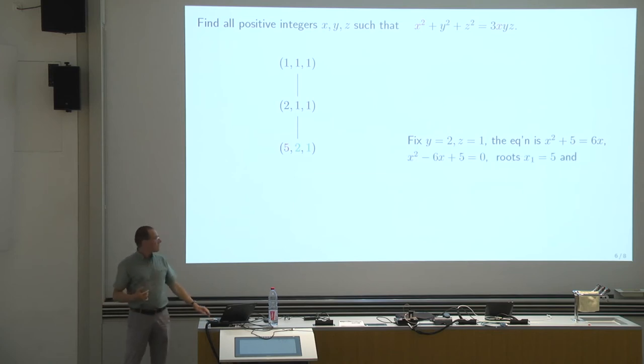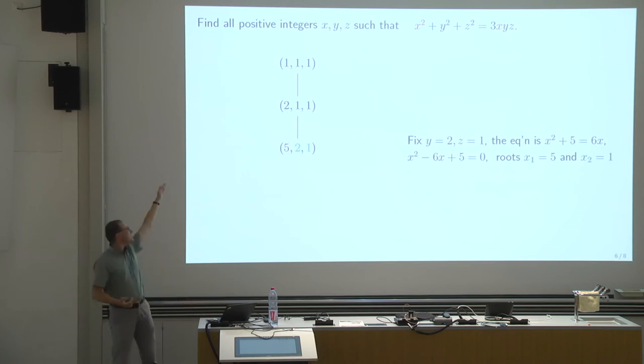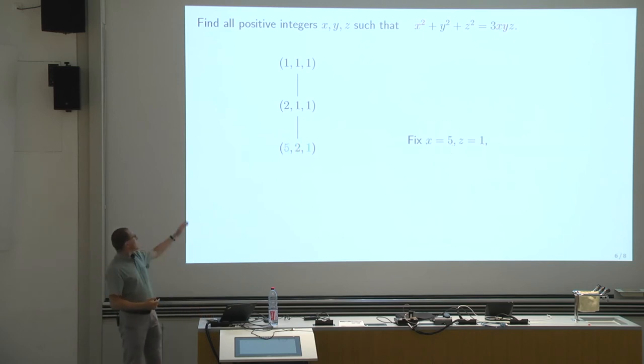That's the equation we had before. Bring everything to the left. One root is 5 in red. The other root will be 1. So this brings us back to 2, 1, 1. Nothing interesting. You don't want to fix the middle and last coordinates. So as you propose, we should be fixing 5 and 1 or 5 and 2. This has better chance to give us new solutions. Let's fix 5 and 1, see what happens.